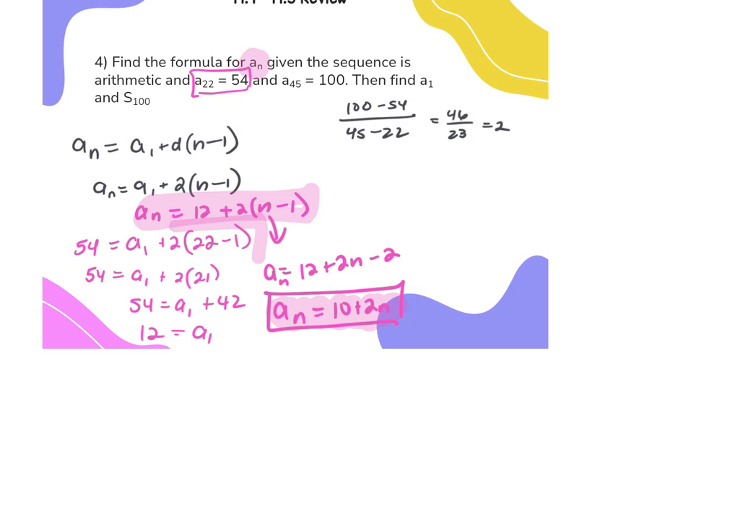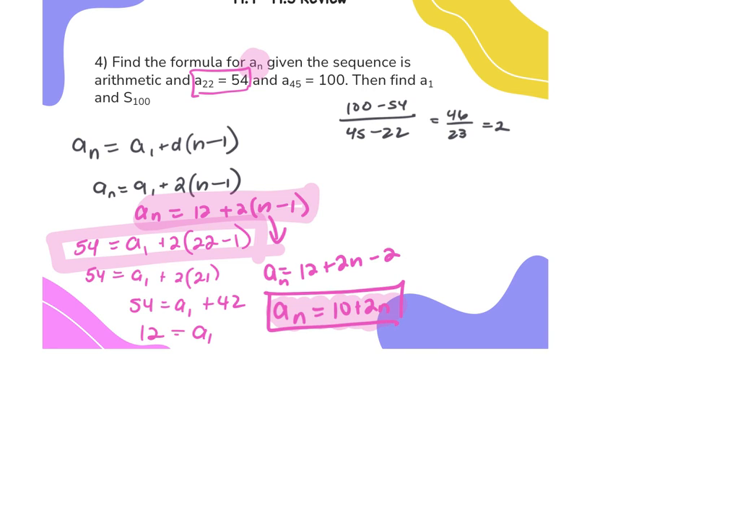How do you get a1? I did this. So I did a22 on the left equals a1 plus 2. If it's a22, then my n is 22. So you have to find d first and then plug it into the formula with a22 on the left. Similarly to how we do that geometric with the big on the left and the small on the right, except we don't know a1. So a22 goes on the left, a1 plus 2 times 22 minus 1, because you know n.